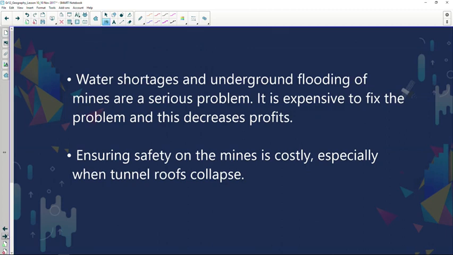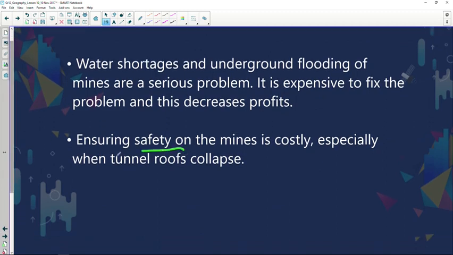Water shortages and underground flooding can also create a major concern, and it's very expensive to fix, because if you look at where most of the mines are, in rural areas and quite far from where services can help them out. And then safety, like I've mentioned before, is a great concern, and it's quite dangerous to work on the mines, and it's especially costly to make sure that the mines are safe.